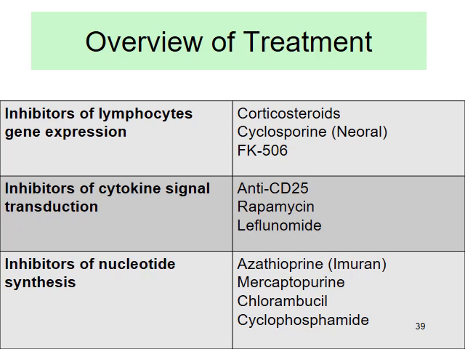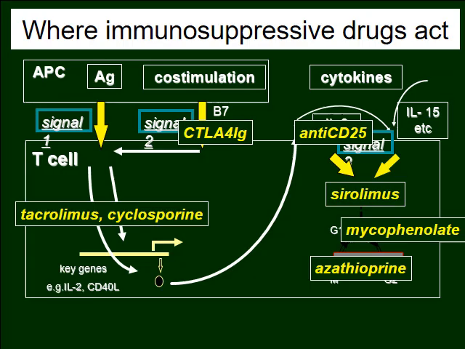If you want to inhibit cytokine signal transduction, you remember the primary signal and the secondary signal, right? Then we have to give anti-CD25, rapamycin, and leflunomide. So these are drugs that I'll explain to you where and how they act. Or, let's say the message goes into the nucleus, you can still stop the nucleotide synthesis by these sets of drugs. And these drugs basically will cause immunosuppression, whether you use them in cancer or in other ways.